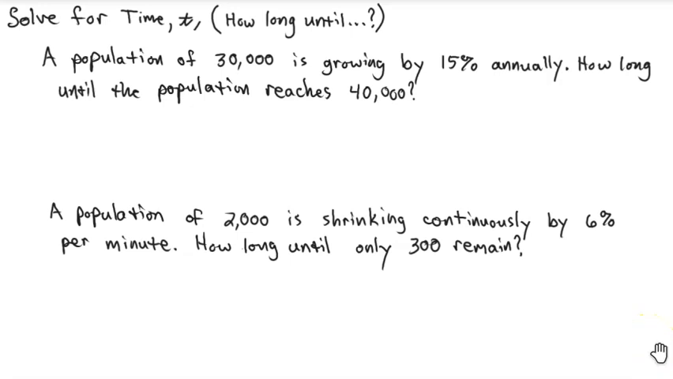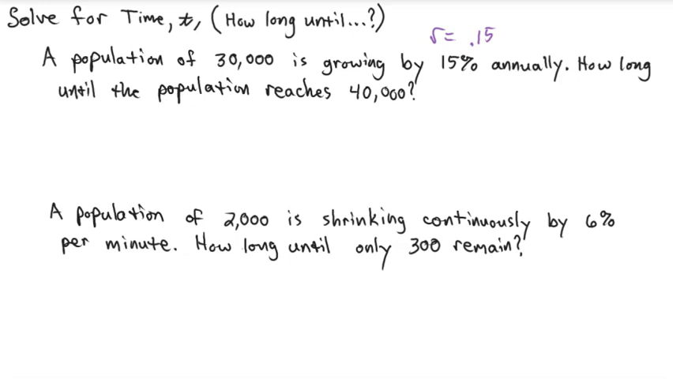All right, in this lesson, we're going to look at how to solve for time, the time variable in these exponential functions, okay? So how long will it be until something happens? So here we have a population of 30,000 is growing by 15% annually. That's 0.15. That's a rate of 0.15. 15 divided by 100 is 0.15. How long until the population reaches 40,000, okay?